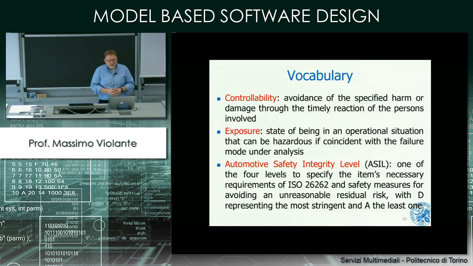Then we have the ASIL levels A, B, C, and D. A is the least critical, D is the most critical. As we will see later on, depending on the ASIL level, we will be required to adopt specific techniques during our development phase and our validation phase, to minimize the risk of having harm due to the failure in our item.